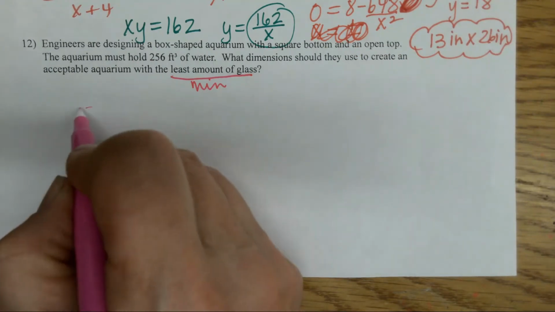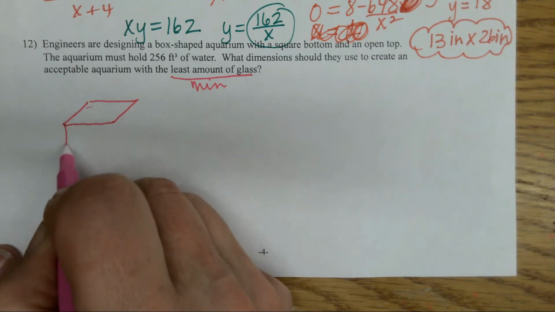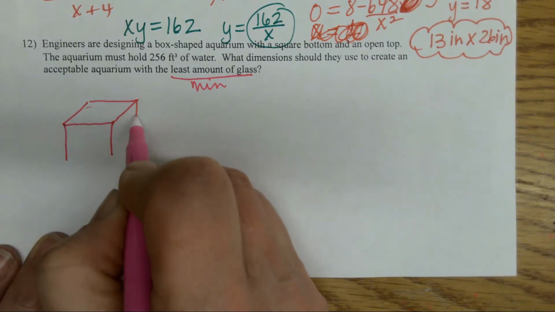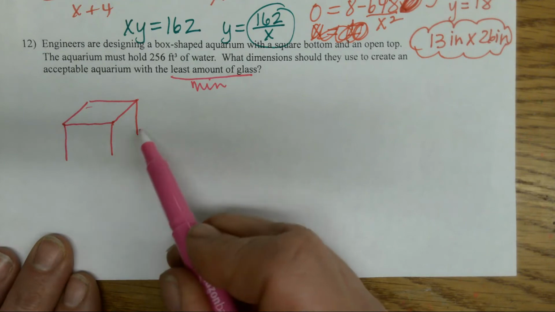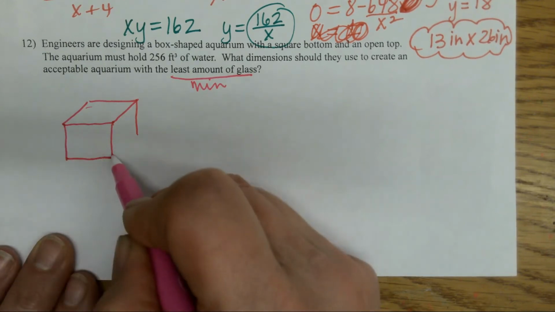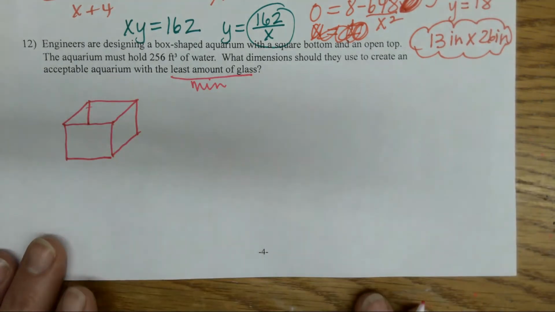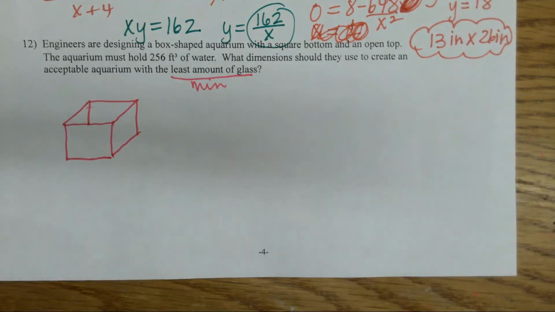So again, we're going to do our best to draw this. I start with a parallelogram. I give my parallelogram some height, keeping in mind we're doing a little bit of perspective here. I will finish off the base on that, and it's an open top so I can see into it. So there is my open top aquarium that we're making.